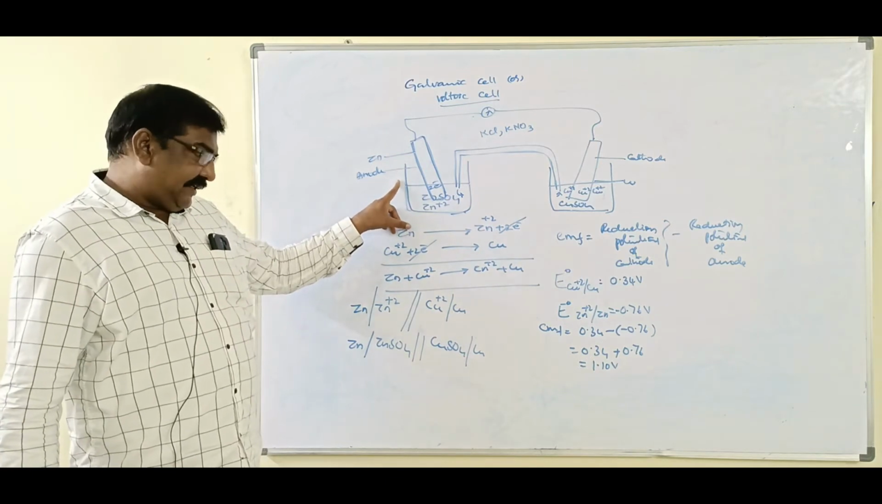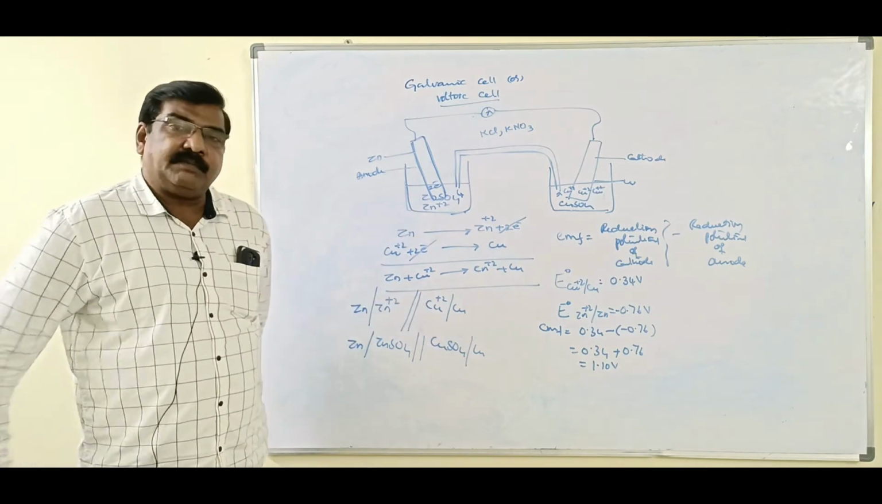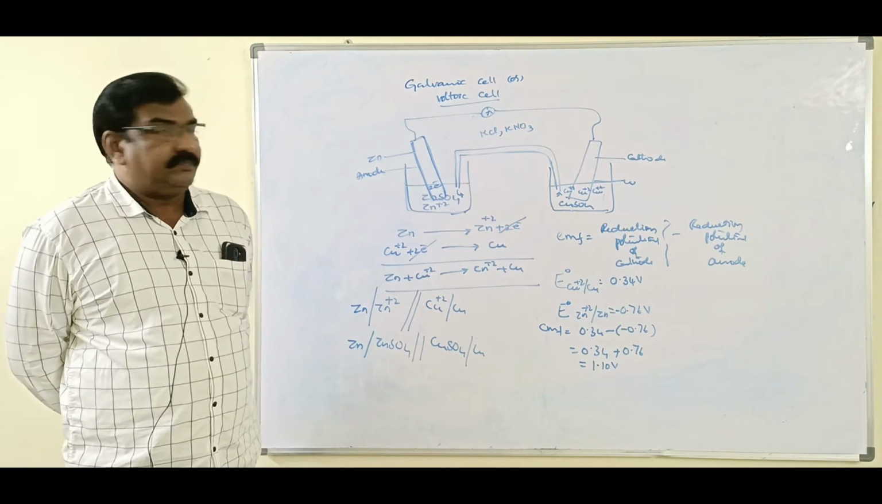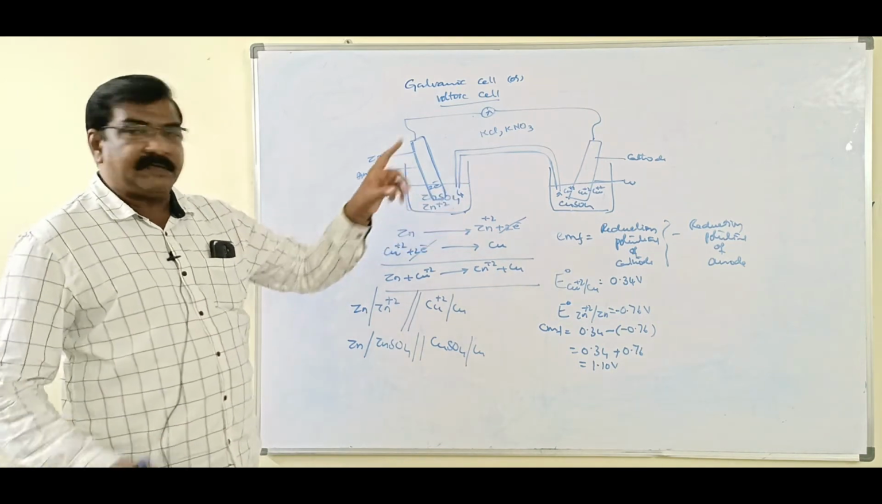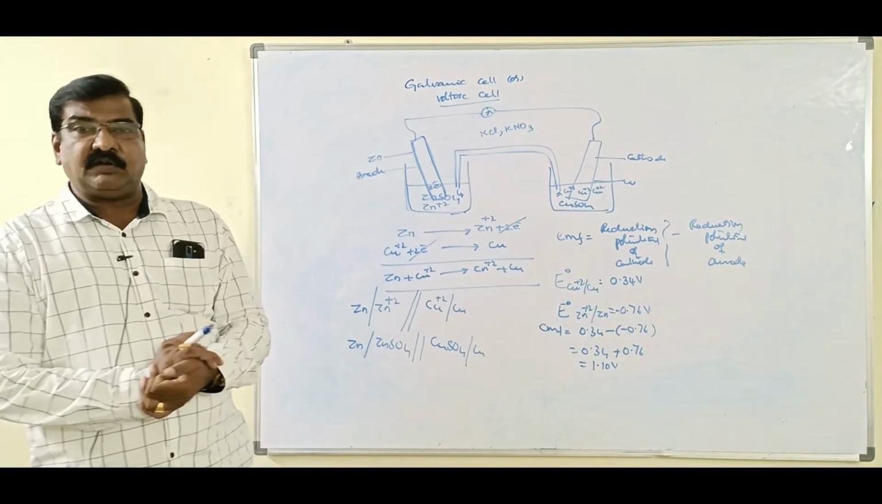This galvanic cell produces a voltage of 1.10 volts when zinc sulfate and copper sulfate solutions are taken as 1 molar.